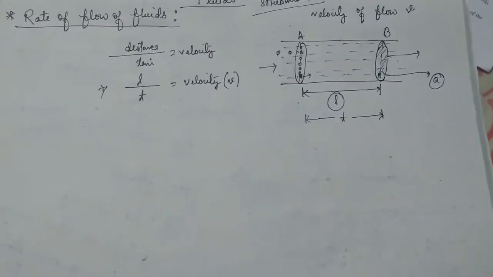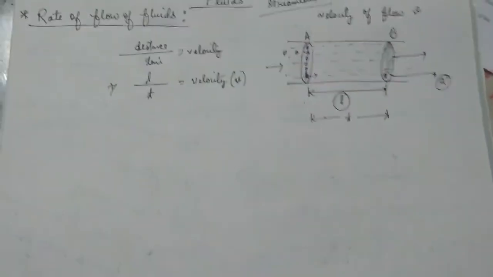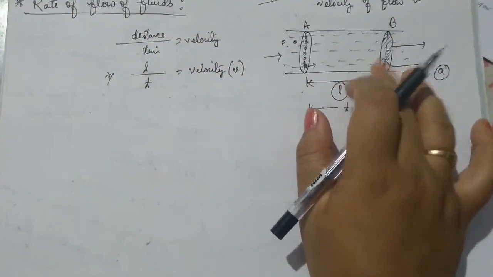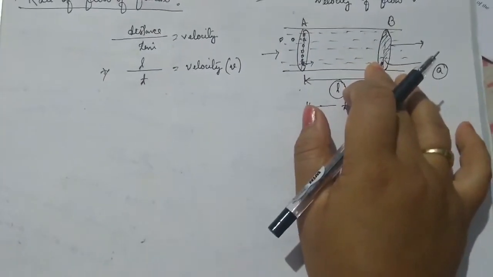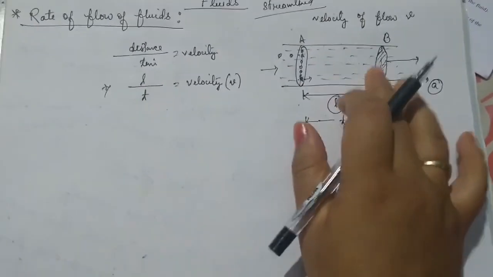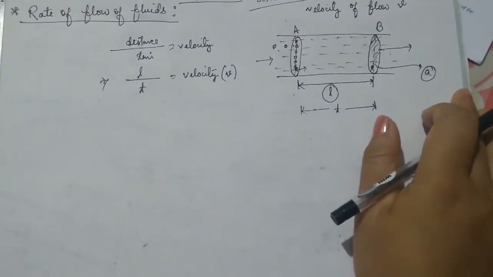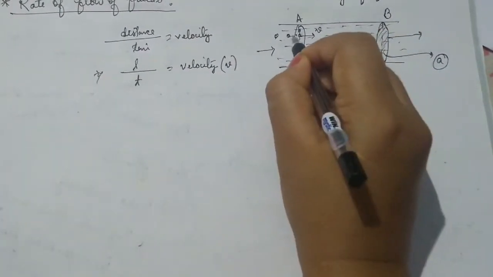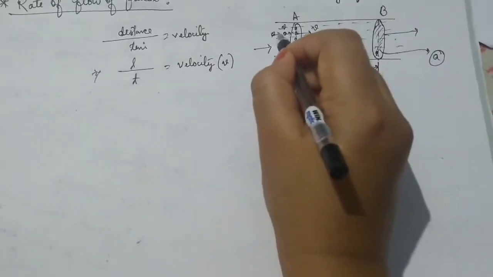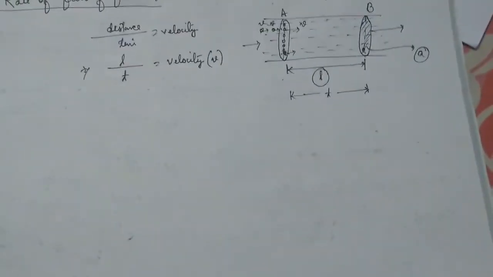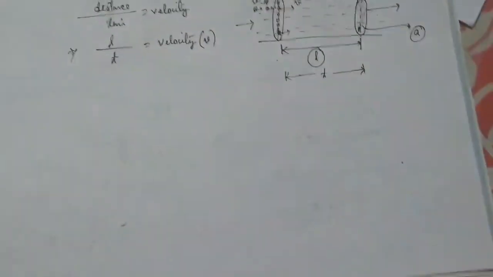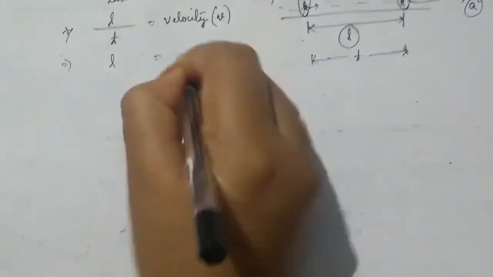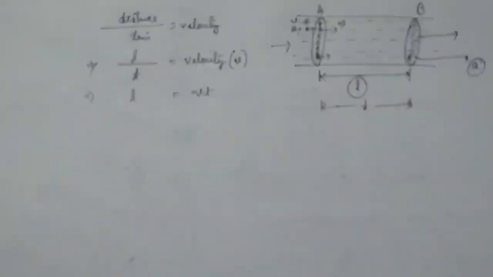So all the fluid dynamics theories can be applied to only streamline flow. We cannot apply these rules to turbulent flow. So again, streamline flow means all the molecules are moving with the same velocity. If this molecule is moving with a velocity v, this is also going to follow the velocity v. So velocity of flow is small v. So can I write l equal to v into t?